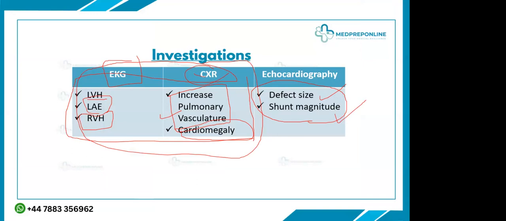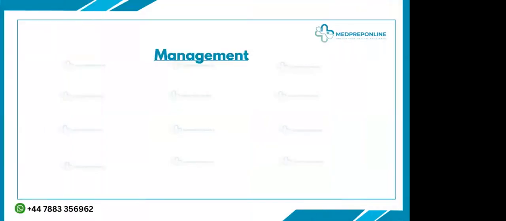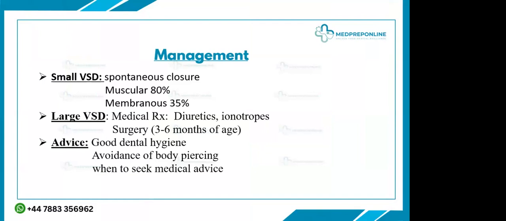So what do you know about the management of the VSD? As I told you, small VSDs don't need much medical treatment. We just need observation, and they are going to close. Spontaneous closure occurs in most VSDs. Membranous VSD is the most common, but it is spontaneously closed in only 35%. The second most common is the muscular VSD, and 80% of those close spontaneously.